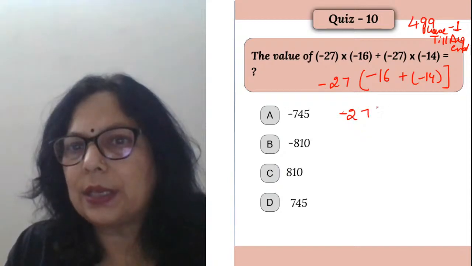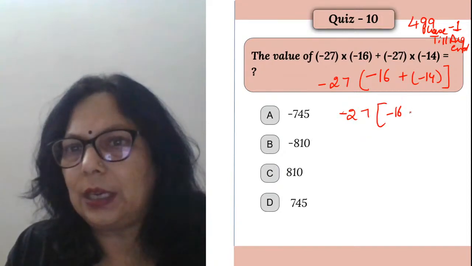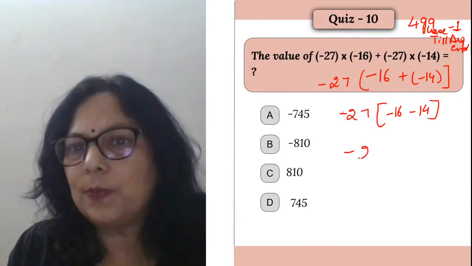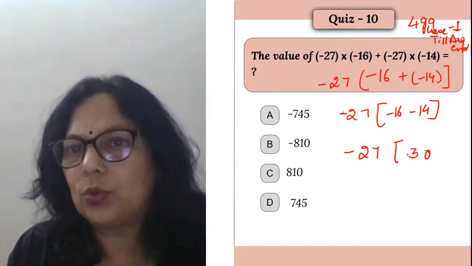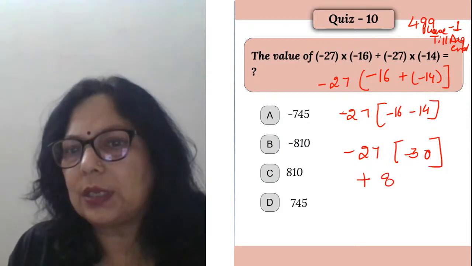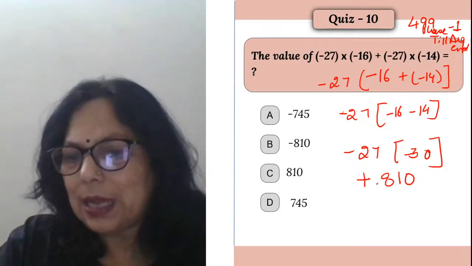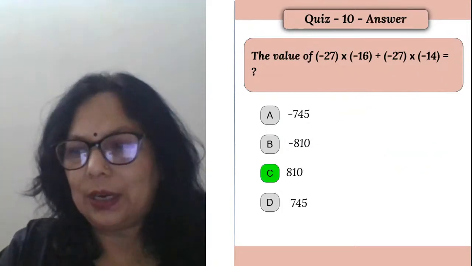Now minus 27 into minus 16 minus 14. That is minus 27 into minus 30, since 6 and 4 make 10, 1 and 2 and 1 make 3. And now it becomes so simple. 27 threes are 81, and the zero. So what is the answer? Option C is correct, definitely.